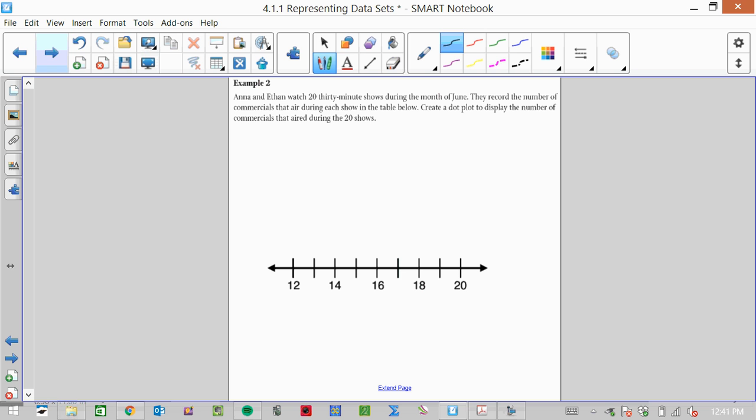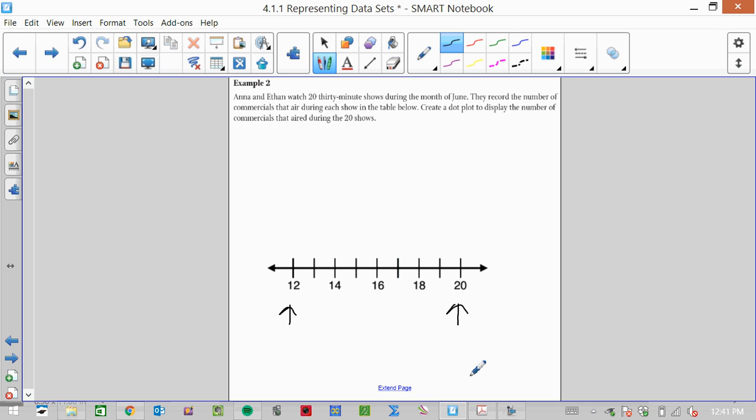So I made my number line. I started at 12, my lowest number, and went to 20. And you'll notice each interval is going up by 2. Oh, no, I'm sorry, this is going up by 1. So 12, 13, 14, 15, 16, 17, 18, 19, 20.